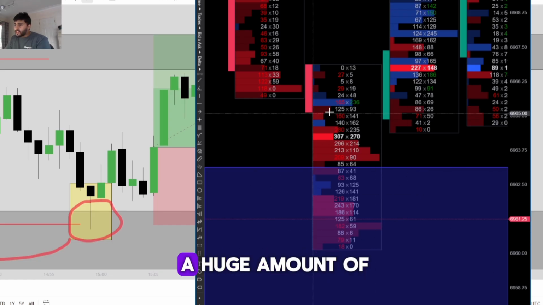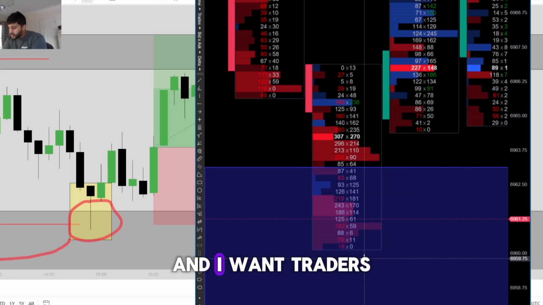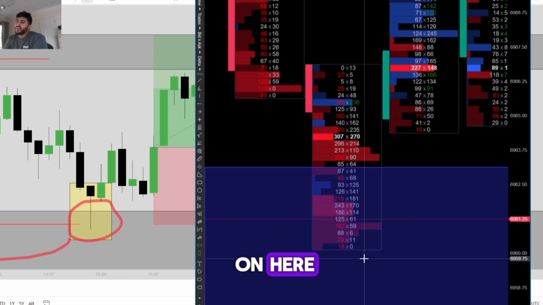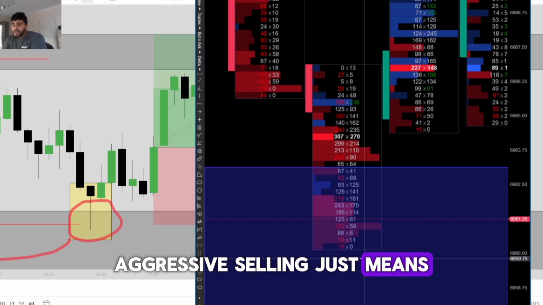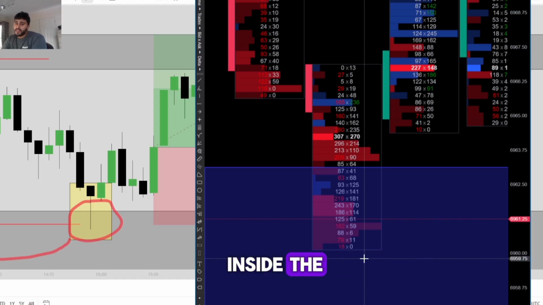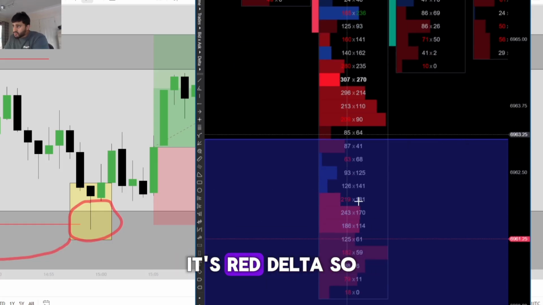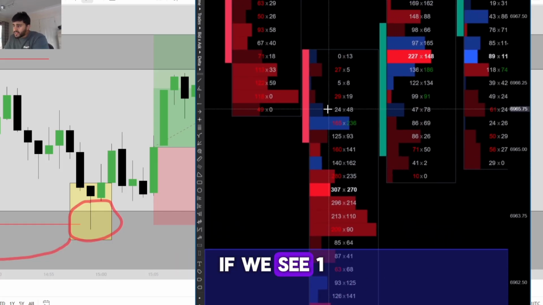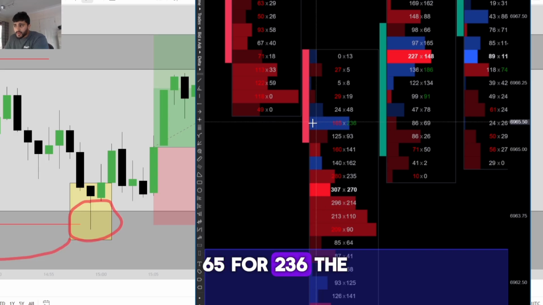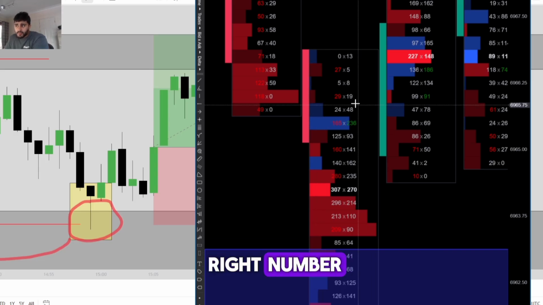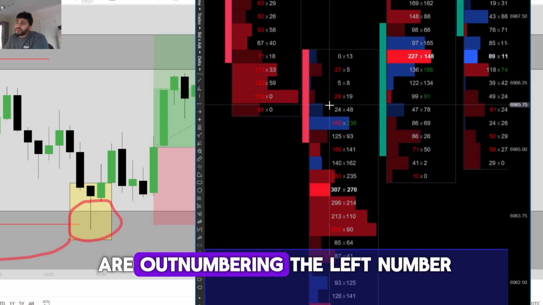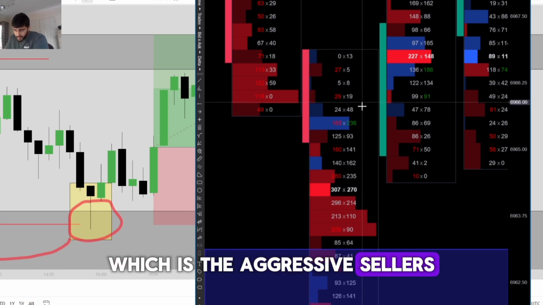We have a huge amount of aggressive selling, and I want traders to appreciate what's going on here. Aggressive selling just means that there's red delta inside the candle. So all this over here is negative delta, red delta. For example, if we see 165 for 236, the right number, the aggressive buyers, are outnumbering the left number, which is the aggressive sellers.